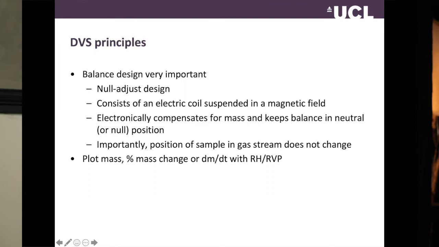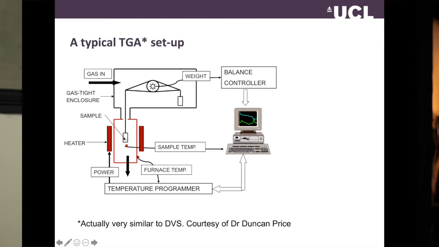So as I said already, the basic principles of DVS is very similar to TGA. As a consequence, there is a picture of a TGA instrument on the screen in front of you. Now, I didn't talk to you about TGA, which means I haven't had a chance to talk to you about the design of the balance. But the balance is really critical. And it's a special type of balance called a null adjust balance. Okay? Now, how does that work? I don't hear you ask. And the answer is, I'm going to demonstrate with this coat hook.